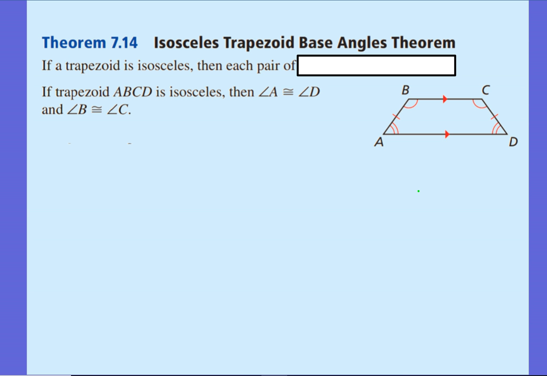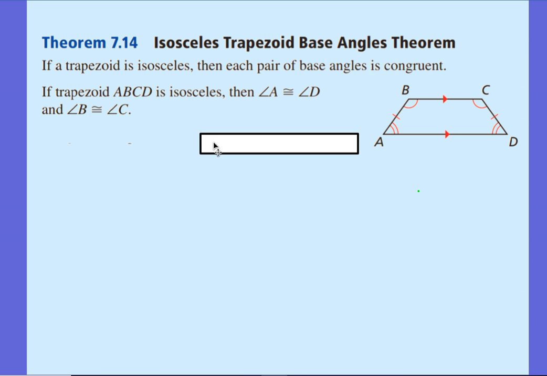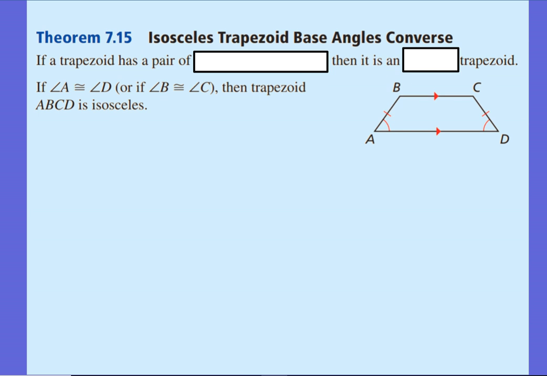So first and foremost, what do we know? Isosceles trapezoids, all right? If a trapezoid is isosceles, then the pairs of base angles are congruent, all right? Not to each other, but the pairs are respectively congruent. So B and C, the top pair, is congruent, and A and D, the bottom pair, are congruent as well.